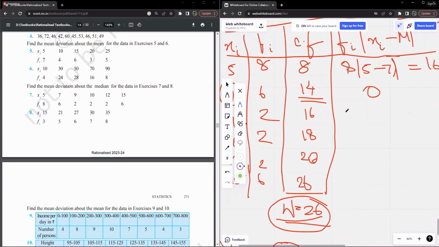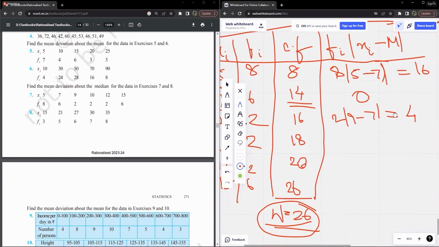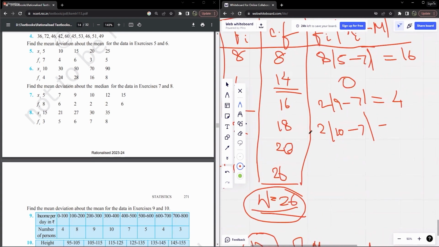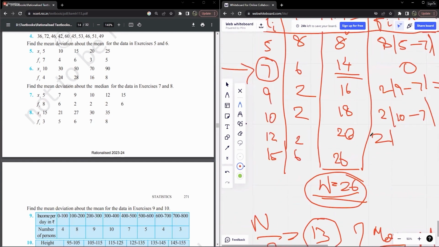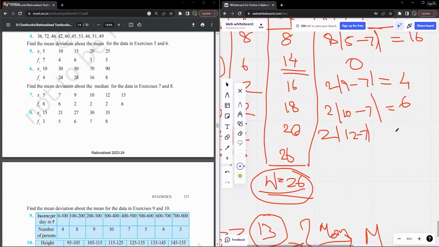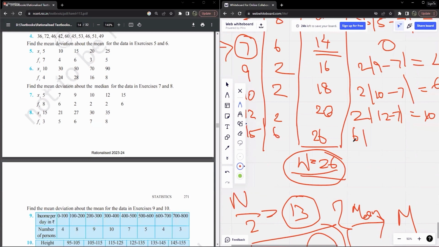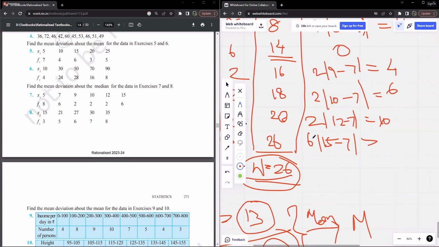This is going to be 2 times |9 minus 7|. That is 2 into 2, that's 4. We have over here 2 times |10 minus 7|. That is going to be 2 into 3, that's 6. Over here, again, it is going to be 2 times |12 minus 7|. That is going to be 2 into 5, that is 10. And lastly, we have 6 times |15 minus 7|. That is going to be 6 into 8, that's 48.